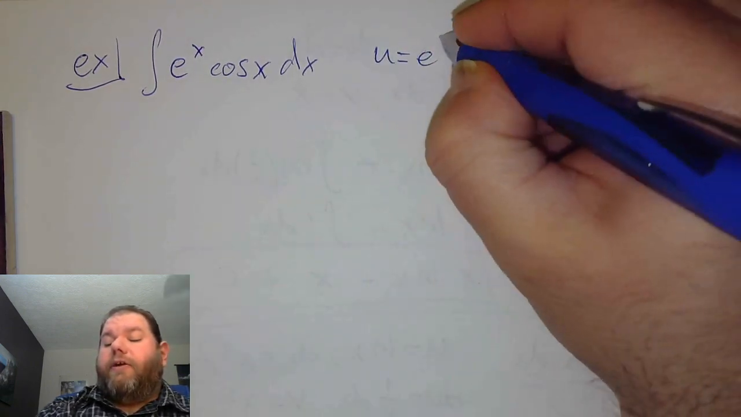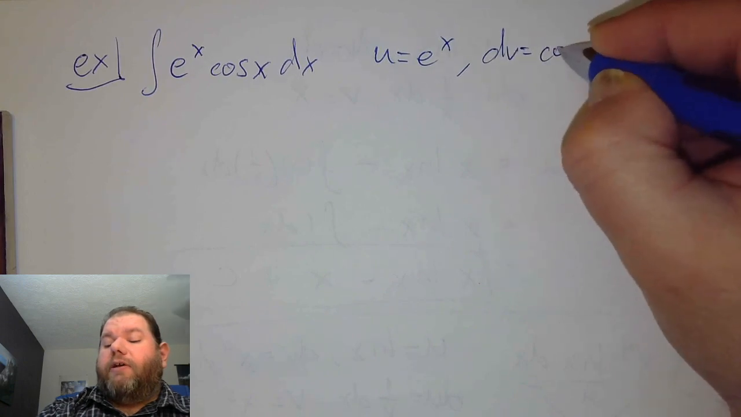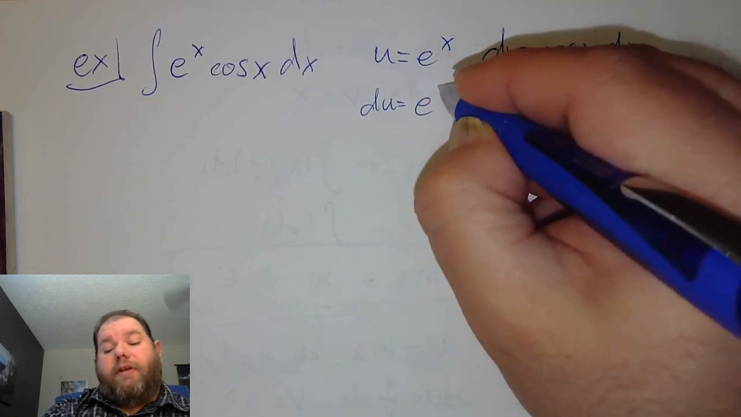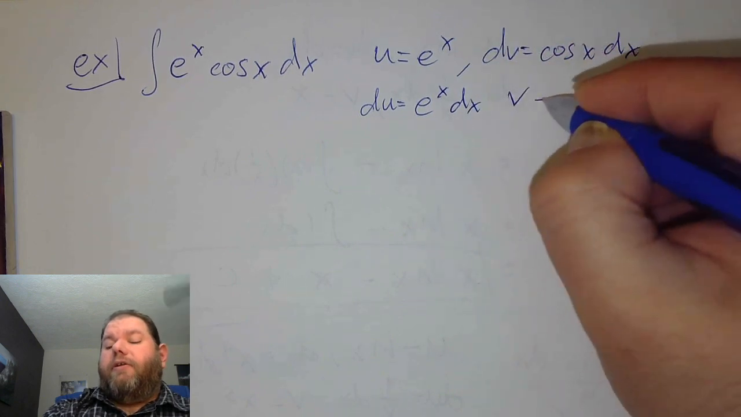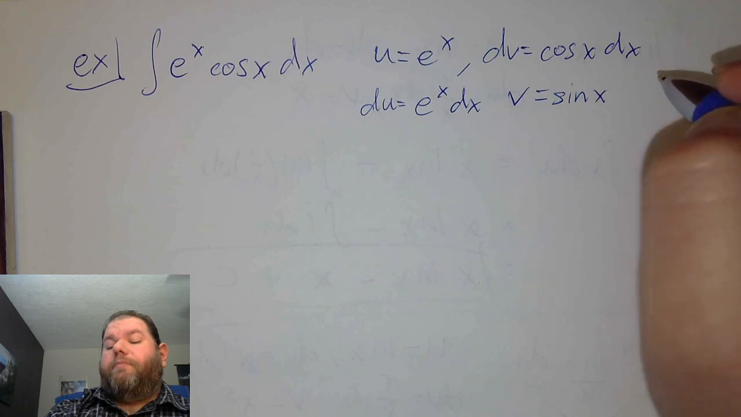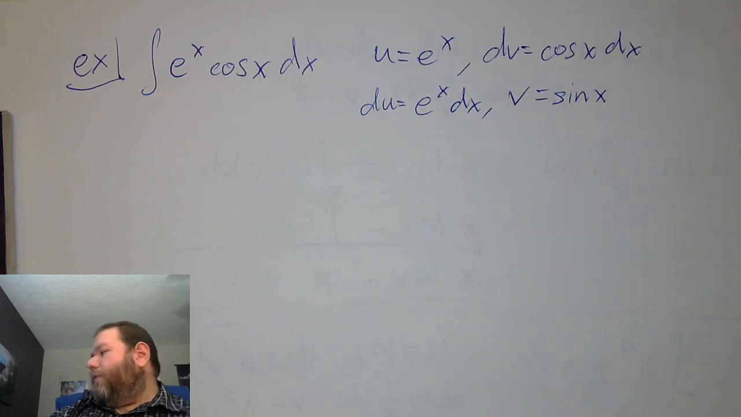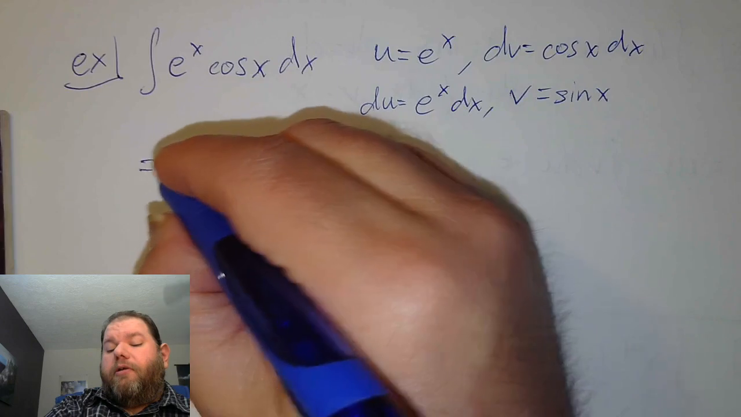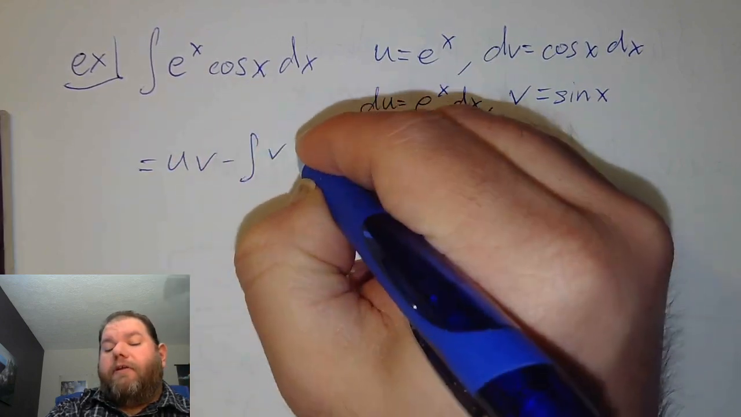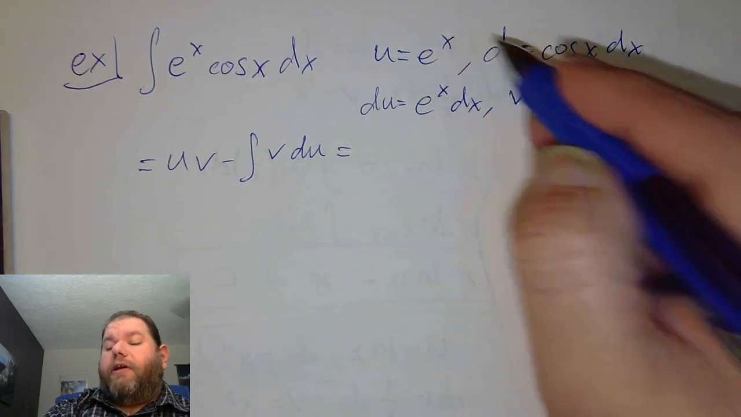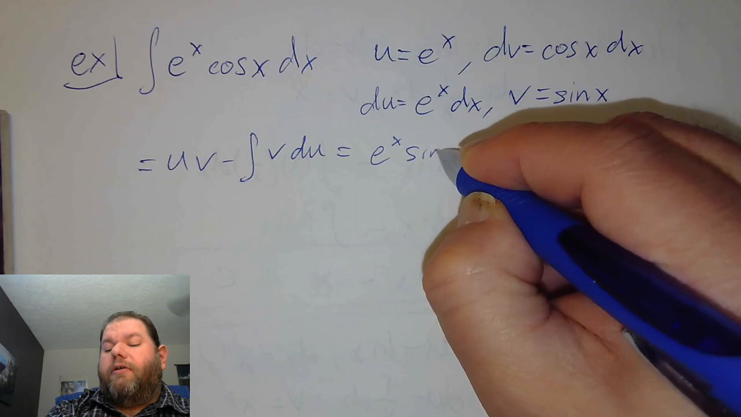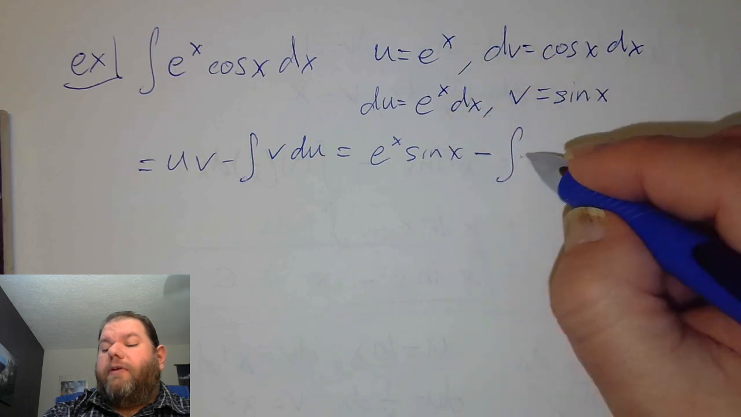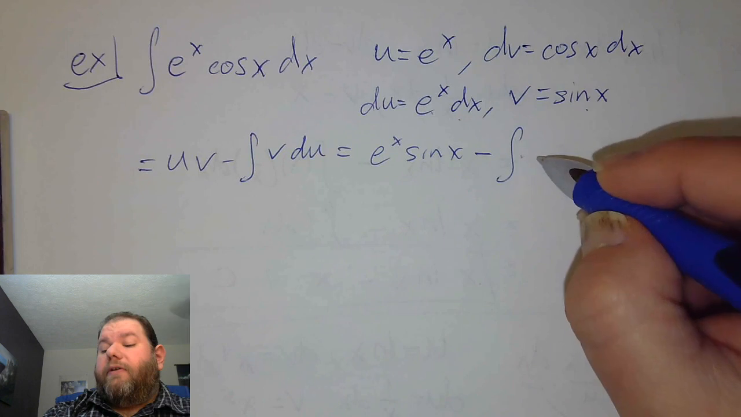So we said u is equal to e to the x. dv is cosine x dx. So we go ahead and find du. The derivative of e to the x is e to the x. And the integral of cosine x is sine x. Now we plug it into our formula, uv minus integral v times du. So that's e to the x times sine x minus v times du, so it's e to the x sine x dx.